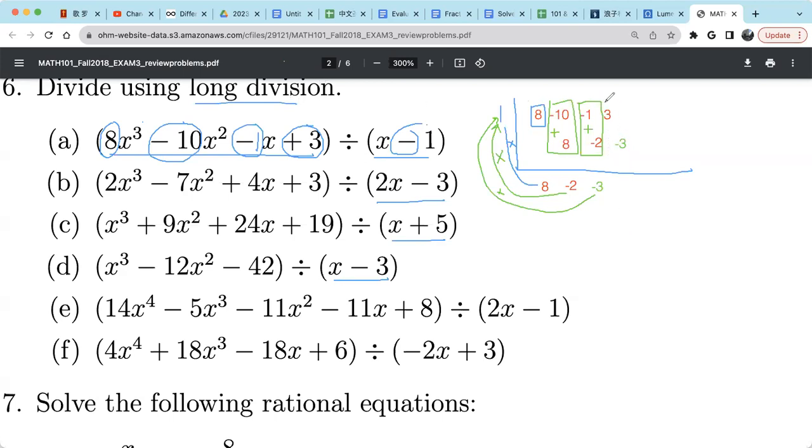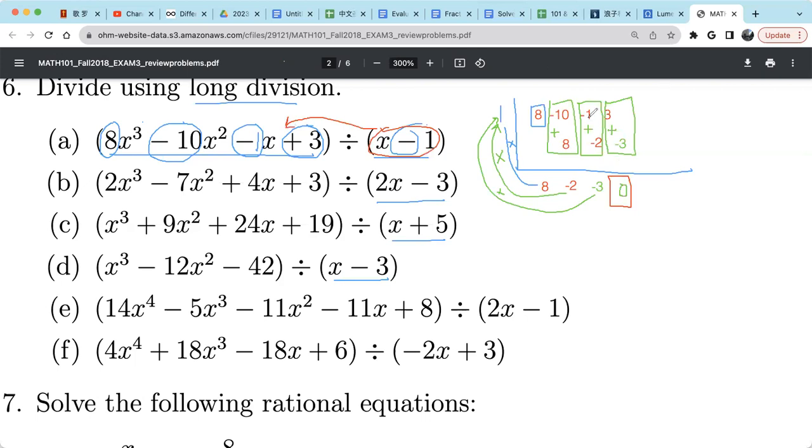Now I look at those 2 numbers. What do I do with them? I add them. 3 plus -3 is 0. So this 0 has a magnificent meaning. This 0 means no remainder. This 0 means x minus 1 is a factor of the dividend.